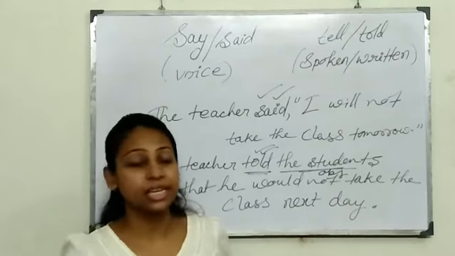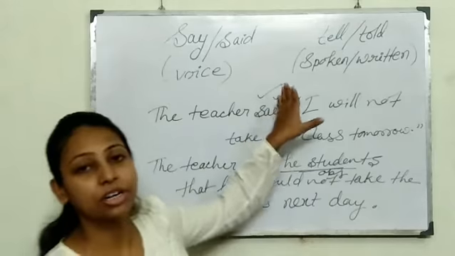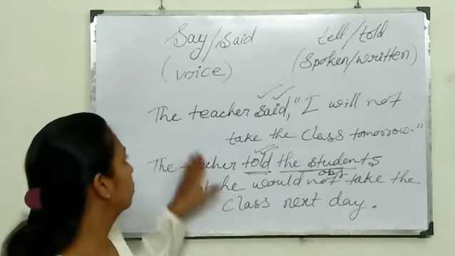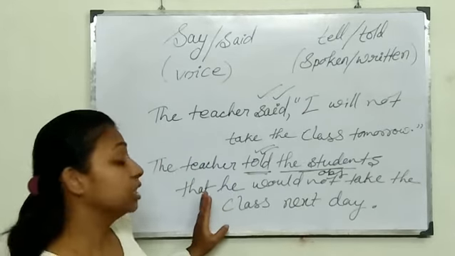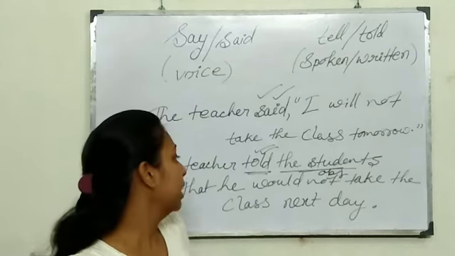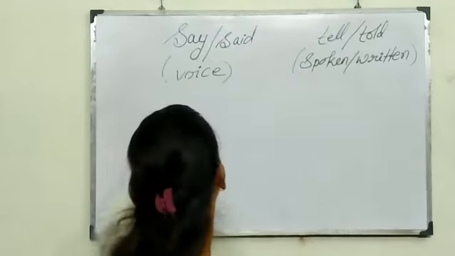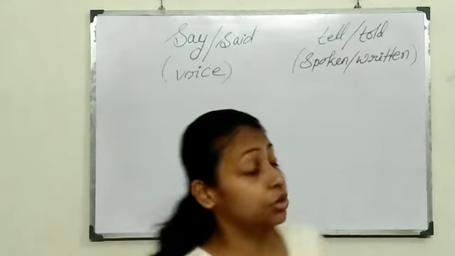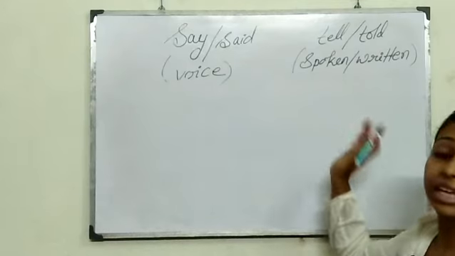To whom is the teacher telling? To the students. But here, to whom was not mentioned. So say or said is used to quote the exact words of someone, and tell or told is used after making some changes, or to say the exact words of someone by making some changes. So now you have understood the difference between say or said and tell or told.